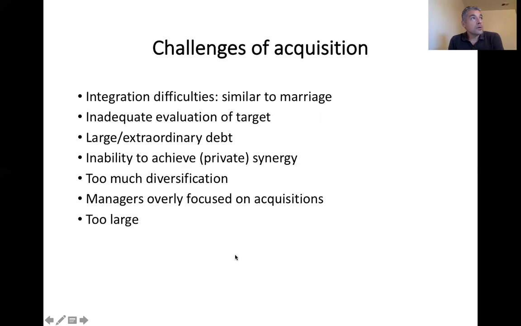At the same time, more than 50% of acquisition attempts fail to realize the benefits expected by industry analysts or by the acquisition targets. So in many ways, it is similar to marriage, right? You know that more than half of them do fail.